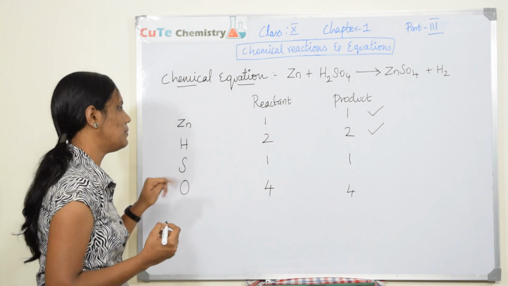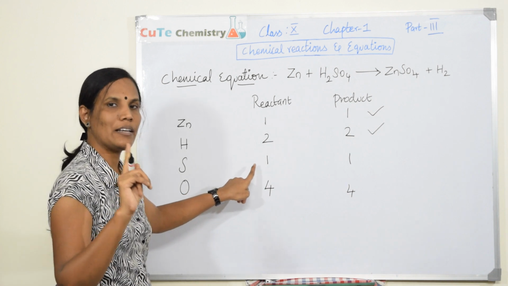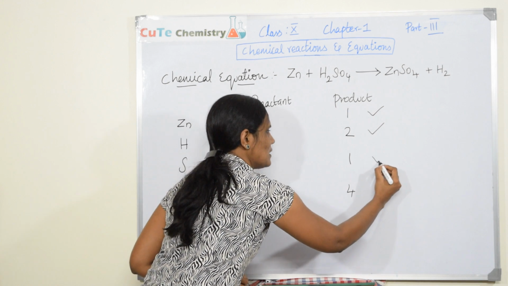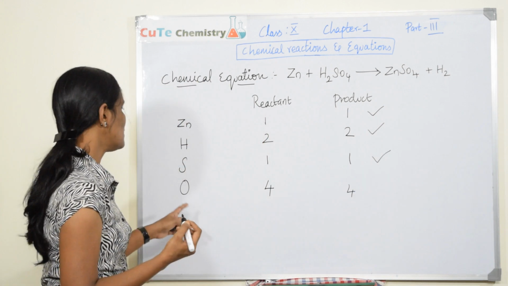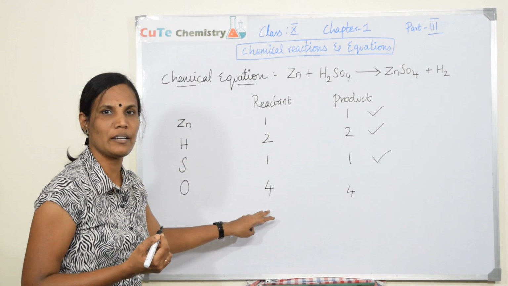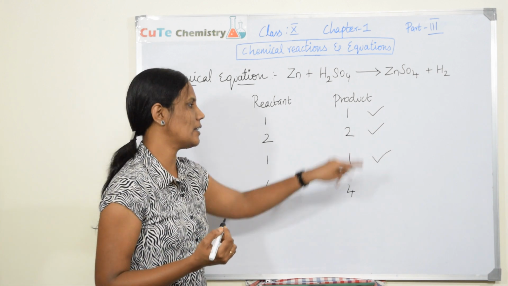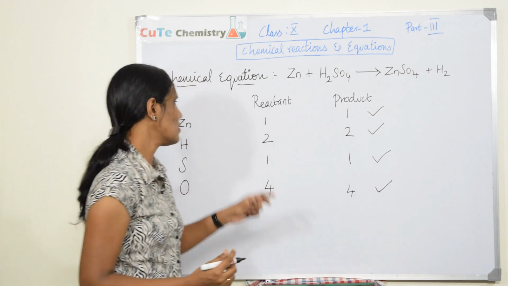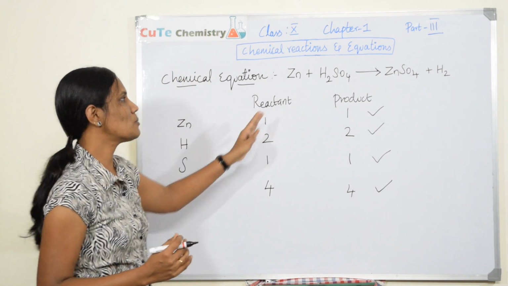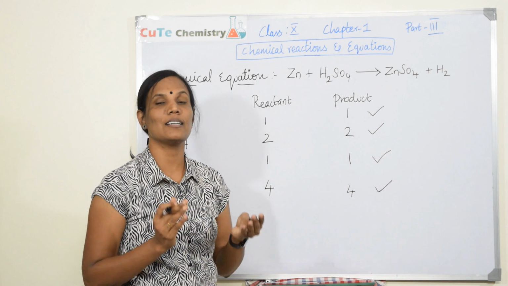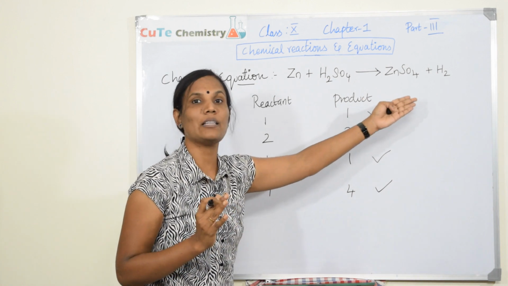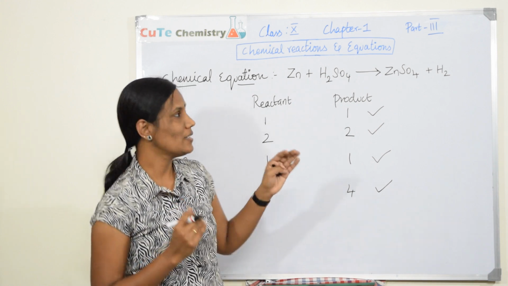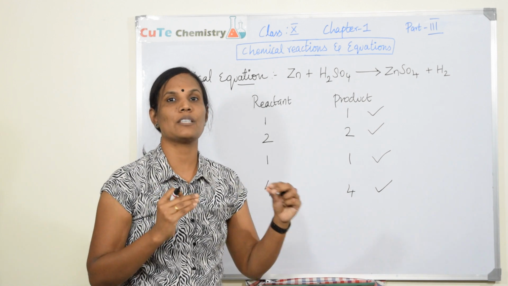Next one is sulfur. We have one sulfur atom on the reactant side and one sulfur atom on the product side also, which means it is balanced. Next one is oxygen. We have 4 oxygen on the reactant side, and at the end, that is on the product side, we have 4 oxygen, which means oxygen is balanced. So all the atoms participating in this chemical reaction remain the same on the product side also, which means the equation is balanced. This equation obeys the law of conservation of mass.